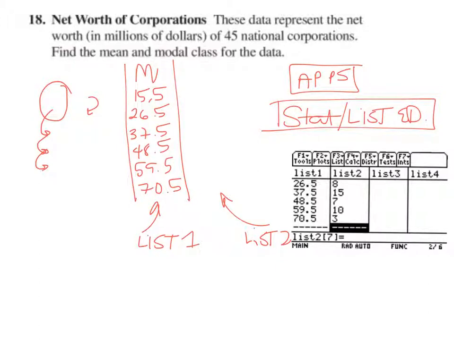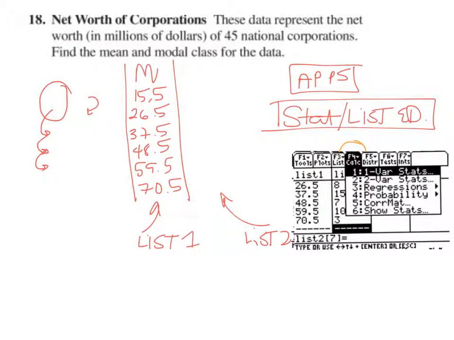So you're going to have list 1 here and list 2 here. Remember, see how these matched, this one in list 2, and your midpoints are in list 1. Then you're going to hit F4 on your calculator and choose, again, one variable, stats.